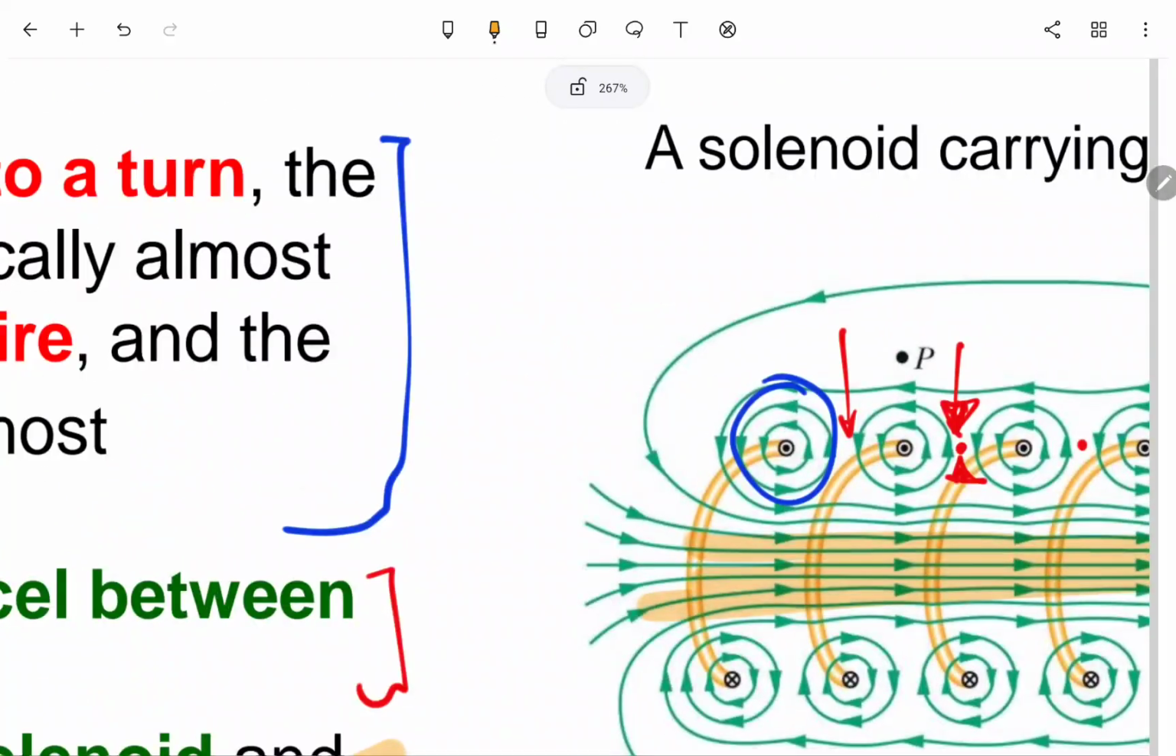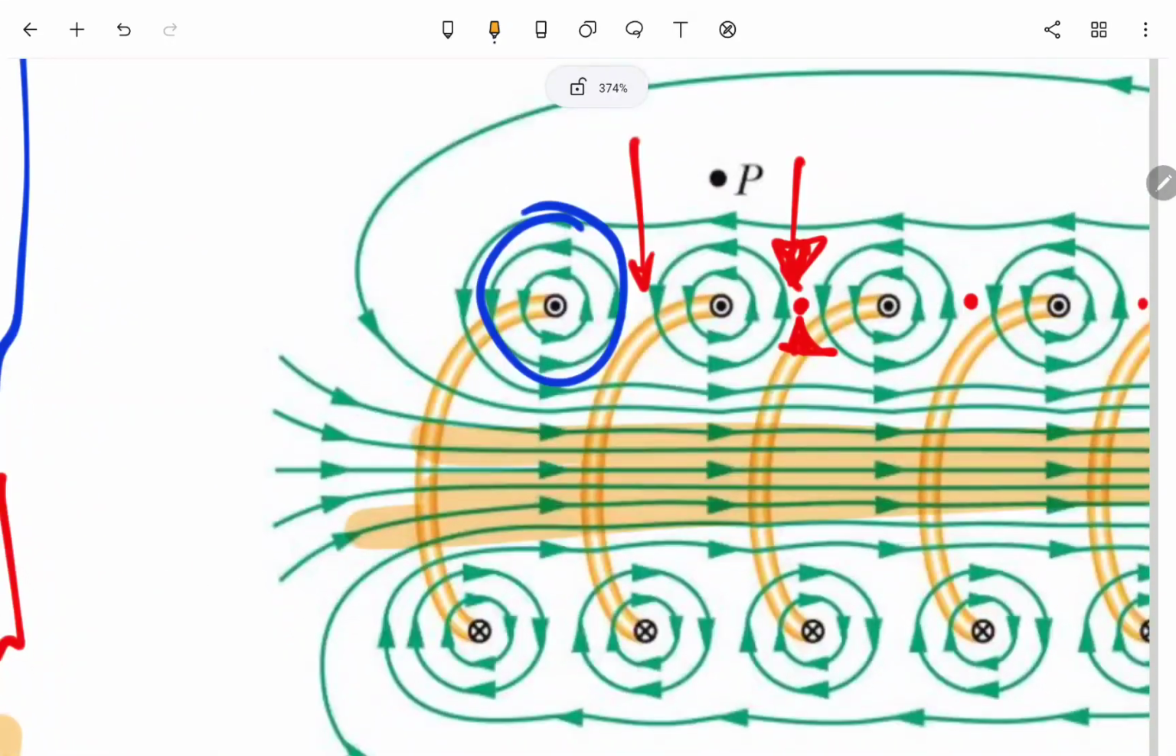Actually, for all these B fields, you can use your right hand rule to determine the direction. So for this one, this one is pointing out of the page, so you use your thumb pointing out of the page, your fingers will curl counterclockwise, which matches the B field line here. And for here, all these are pointing into the page, so you use your thumb pointing into the page, your fingers will curl clockwise.